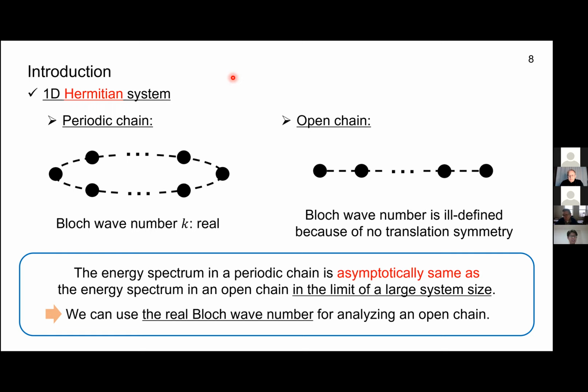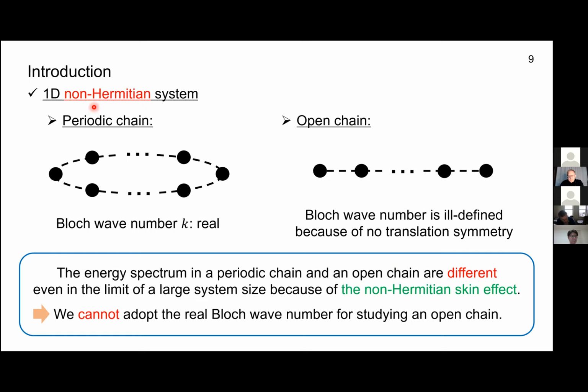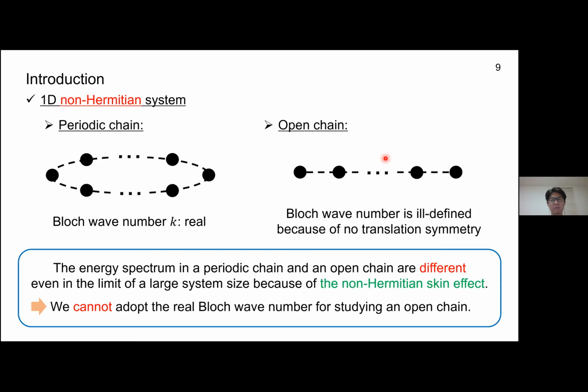So in fact, I stress that the behavior of the wave function in the periodic chain is the same as that in the open chain in the Hermitian system. However, in the non-Hermitian systems, the situation is different. I mean that a Bloch wave number k can be defined in the periodic boundary condition, and the Bloch wave number is defined in the open boundary condition. However, the energy spectra in a periodic chain and an open chain are different, even in the limit of large system size, because of the non-Hermitian skin effect. So we cannot adopt the real Bloch wave number for studying an open chain.